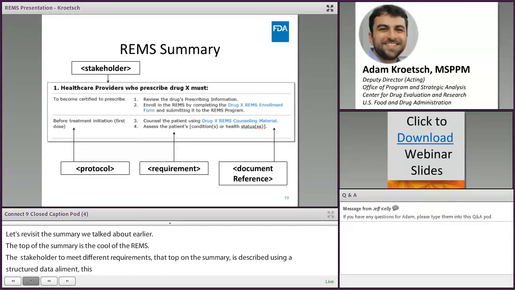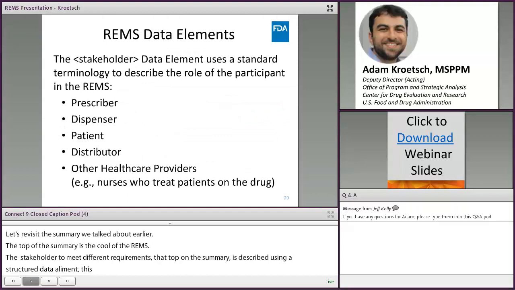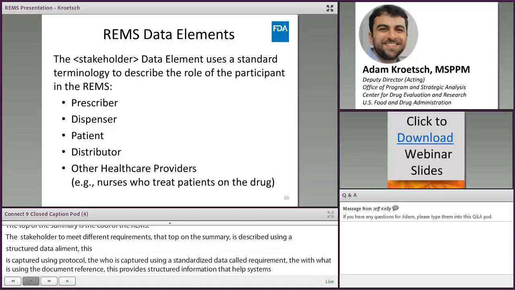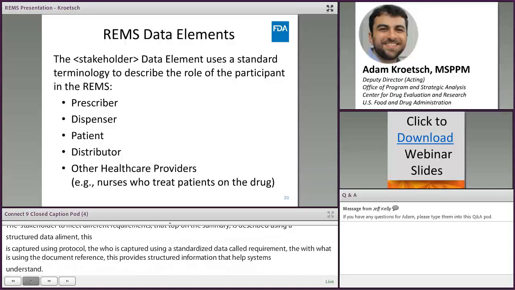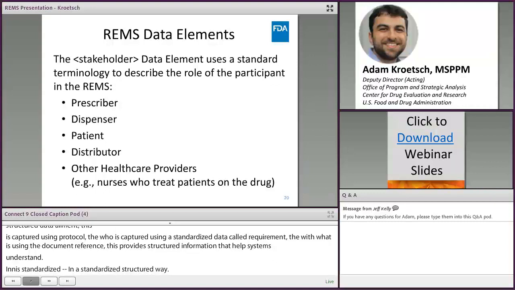And each of these data elements provide structured information that can help systems understand in a standardized, structured way what the REMS is requiring. So the stakeholder data element uses a standard terminology to describe the role of the participant in the REMS. Prescribers, dispensers, patients, distributors, and also other healthcare providers, for instance, nurses who treat patients who are taking the REMS drug. All of these are described using that stakeholder data element that describes the who of the REMS.